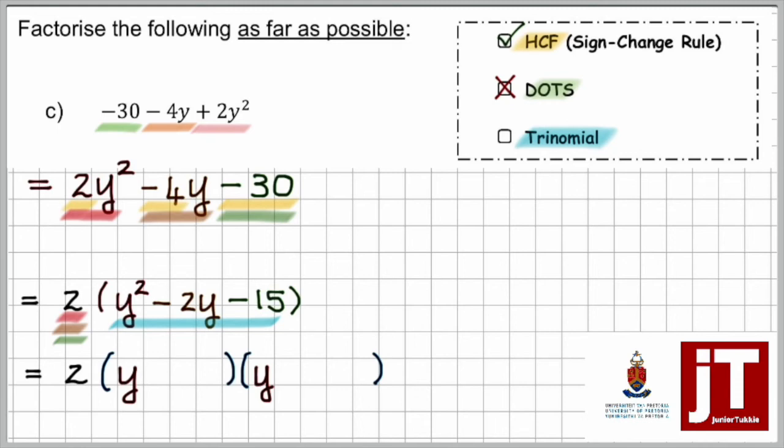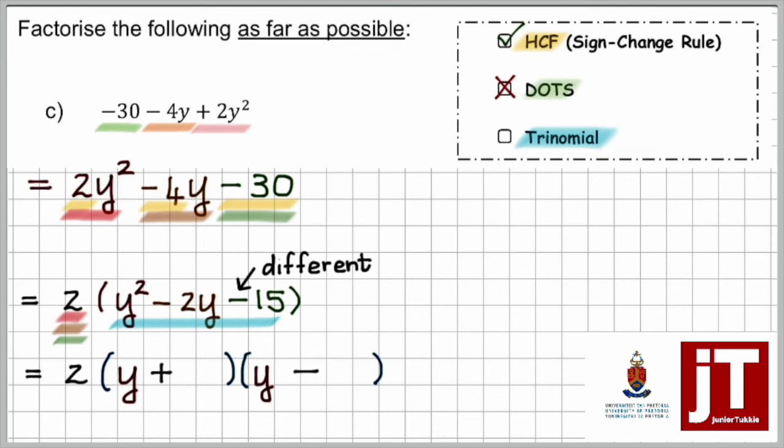Now comes the tricky part, or the exciting part, where we need to decide on the signs that we will use inside of the brackets. To do so, we look at the last term, the constant. Can you see that that constant is negative? The fact that that is negative means that the signs contained in the brackets will be different. One sign will be positive and the other will be negative, and we can write that down immediately.